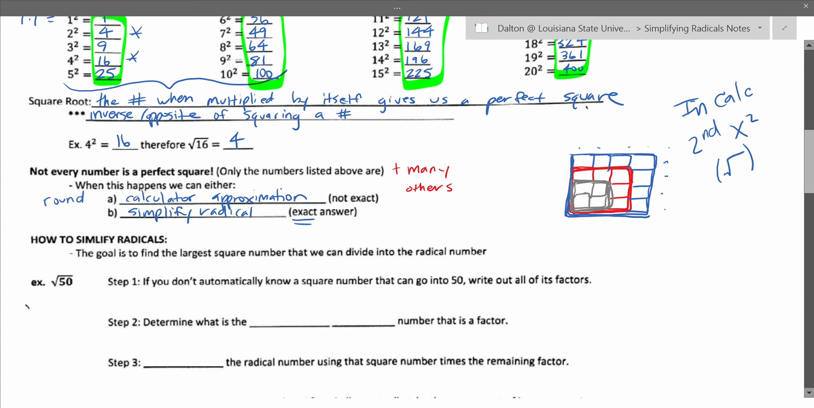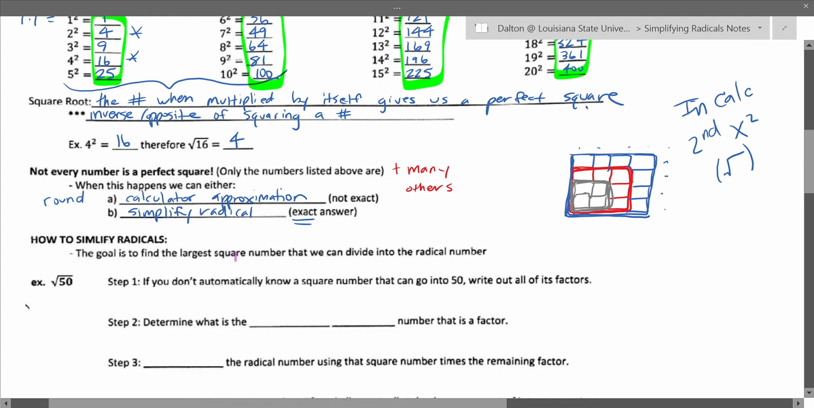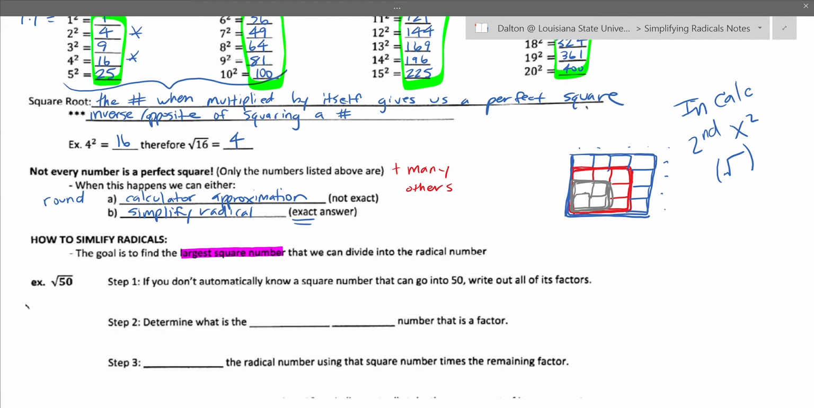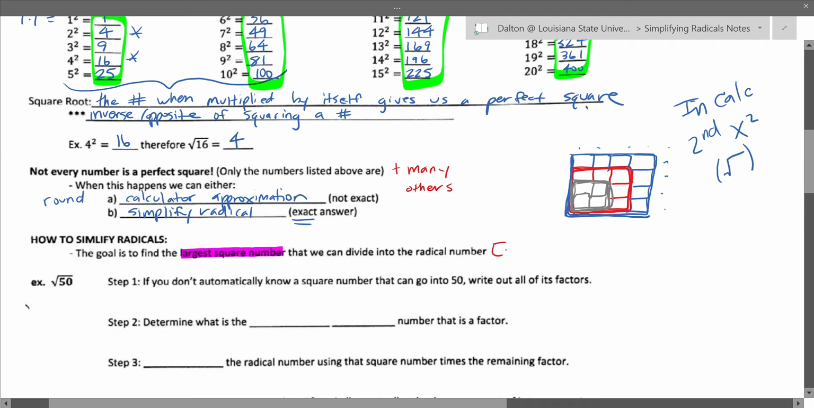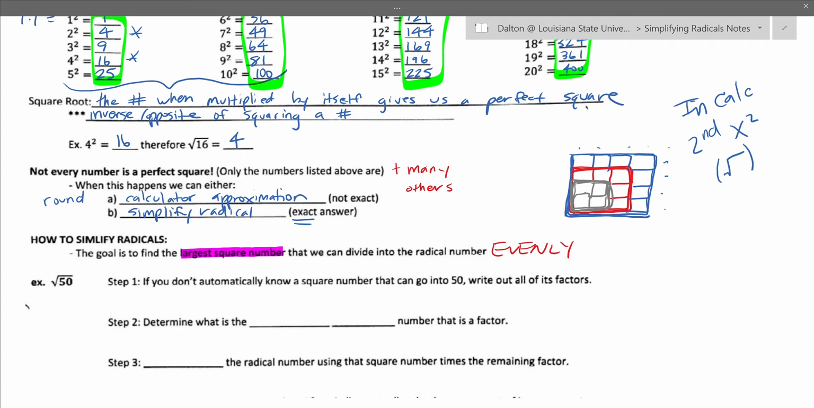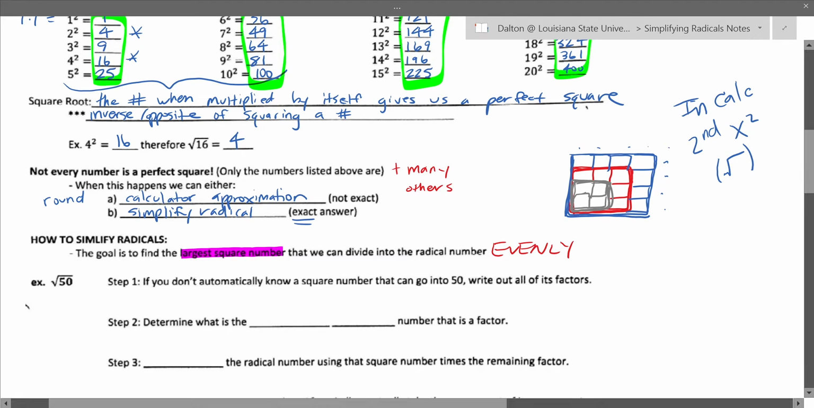Okay, so let's do the square root of 50. The goal is to find the largest square number that we can divide into the radical number. And I should also add, we can divide anything, but the largest square number that we can divide into the radical number, this word here is important, evenly. So step one, if you don't automatically know a square number that can go into 50, then just write out all of its factors. So it's basically the pairs of numbers that multiply to get 50, right?